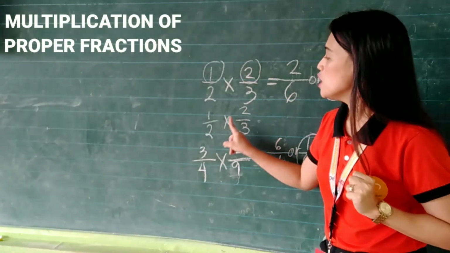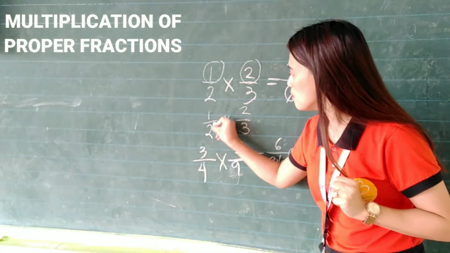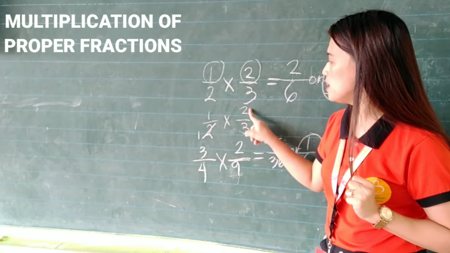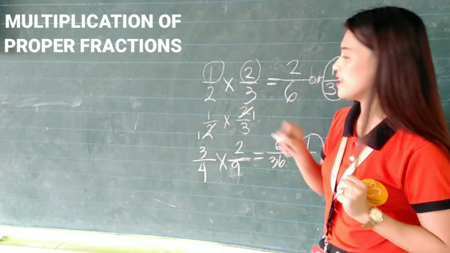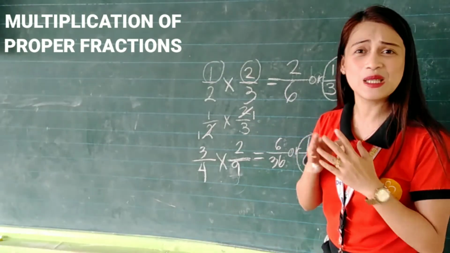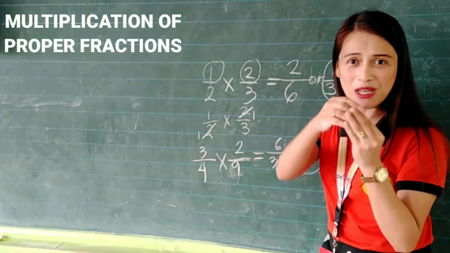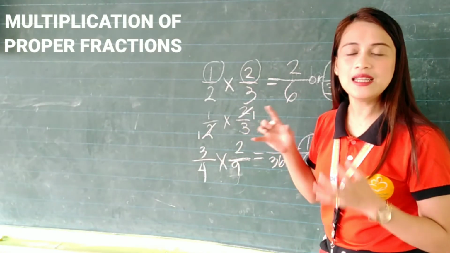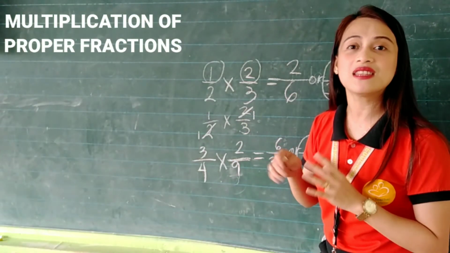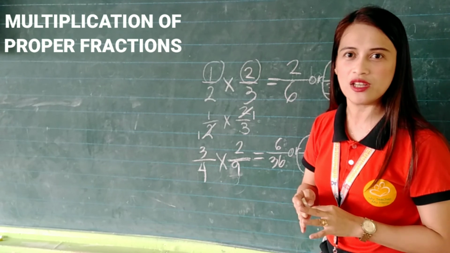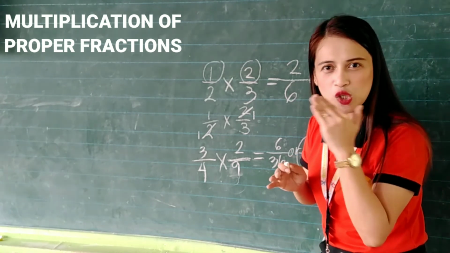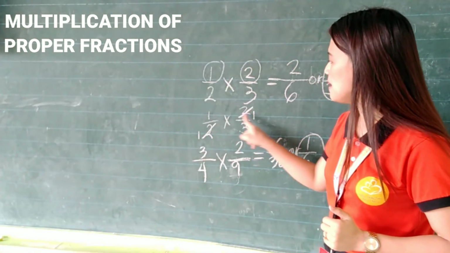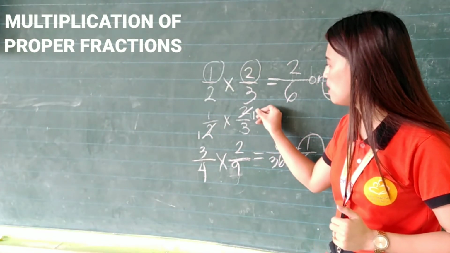So, i-divide na ito. 2 divided by 2, 1. So, ito na ay magiging 1. 2 divided by 2, 1. So, ganyan lang. Parang nag-simplest form lang tayo sa fraction, pero cross lang ang paraan. So, after noon, since na-cancel na natin ang mga numbers, pwede na tayong mag-proceed sa multiplication. Times lang natin ang numerator, denominator. So, 1 times 1. 1 ang ating gagamitin kasi 1 naman ang bagong number.